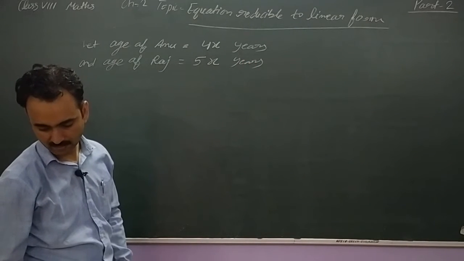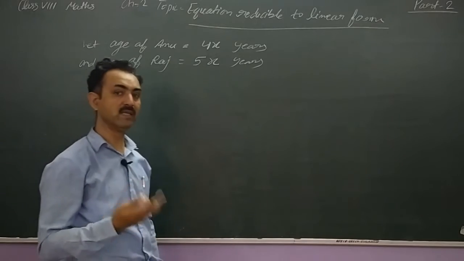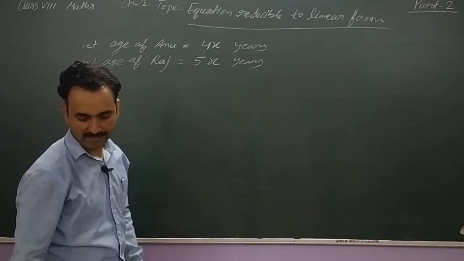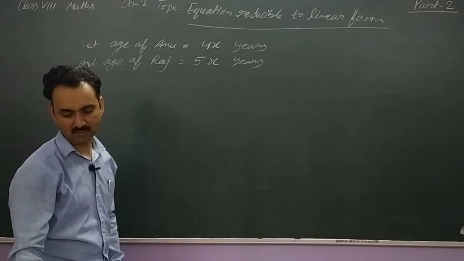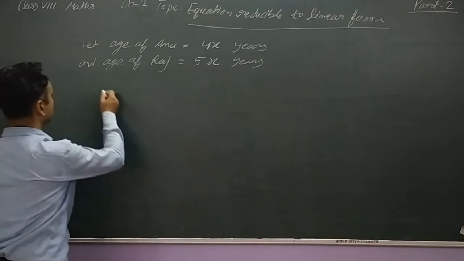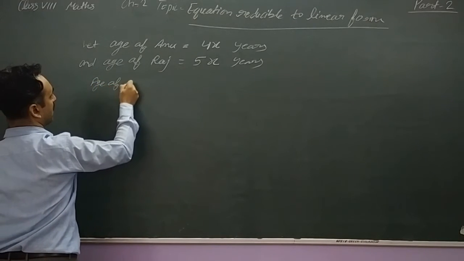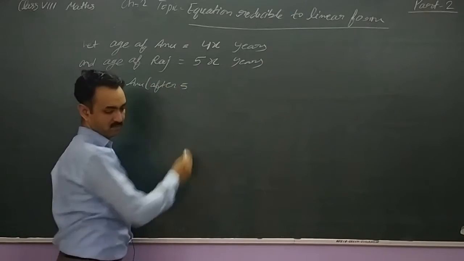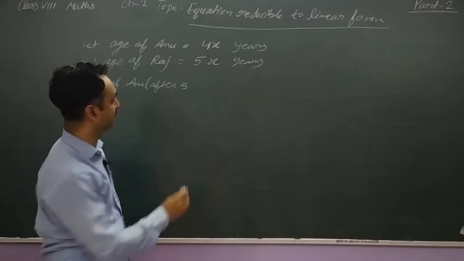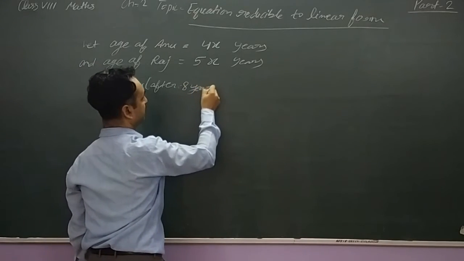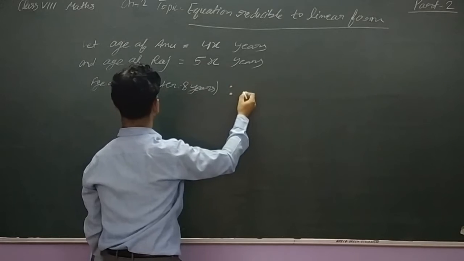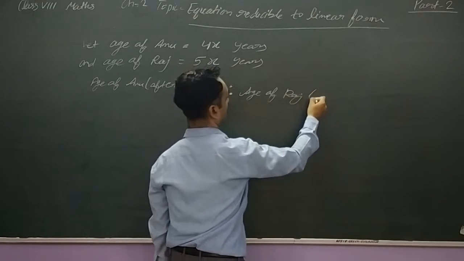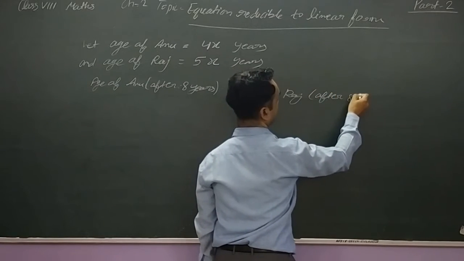Now let's read again. 8 years from now. From now means future or past? From now means future. 8 years from now, the ratio of their ages will be 5:6. So the age of Anu after 8 years, and the age of Raj after 8 years.